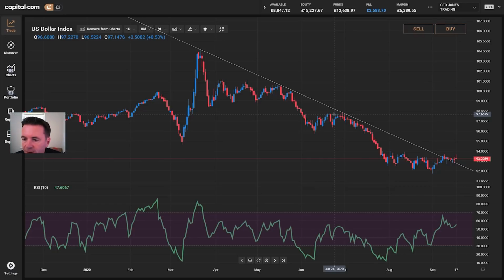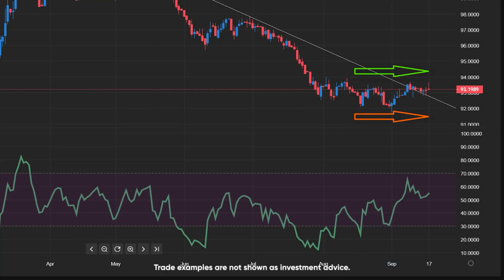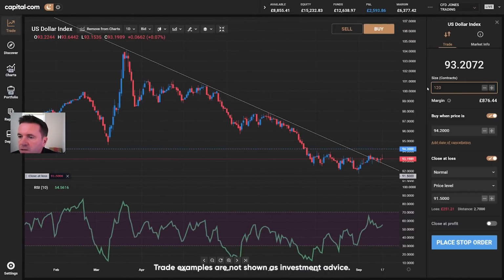So what I'm going to do anyway is place an order to buy if 94 gets broken. So if this market trades up to, let's say, 94.20, I'd like to be a buyer, and I'm going to put a stop the other side of that September low. September low was 91.70. Let's go 91.50. So I'm a buyer at 94.20 with a stop at 91.50. Let's set that up so I'm ready to go.